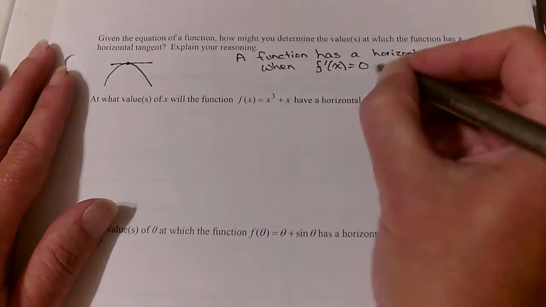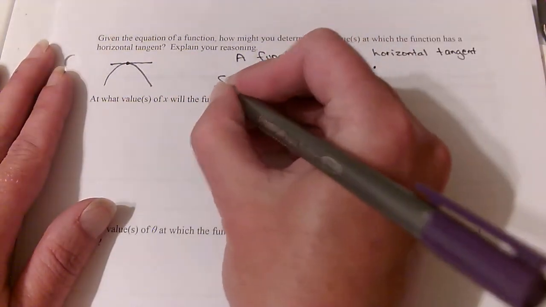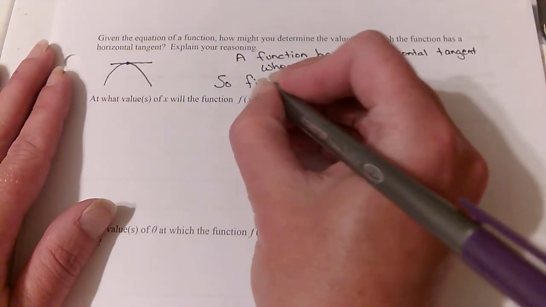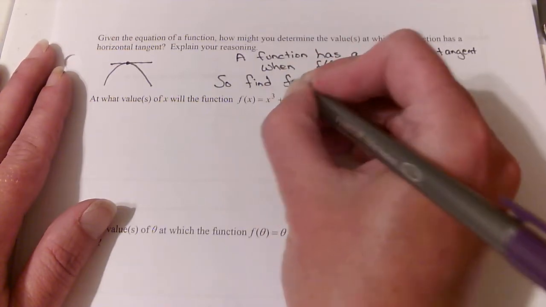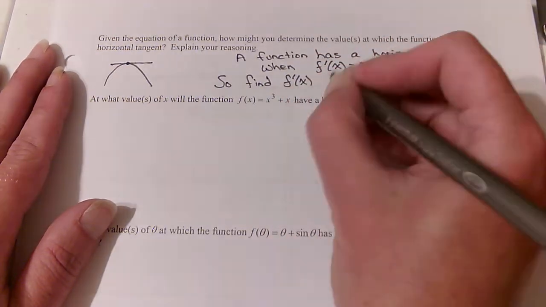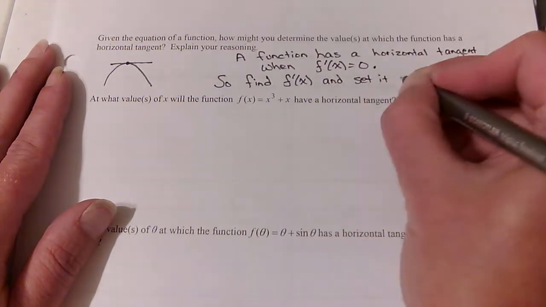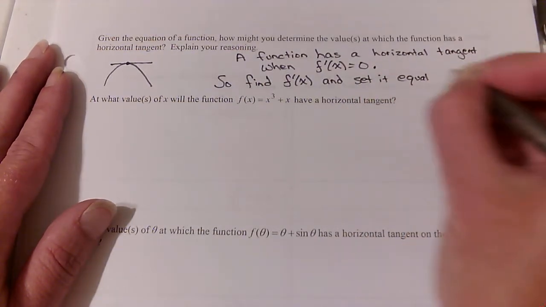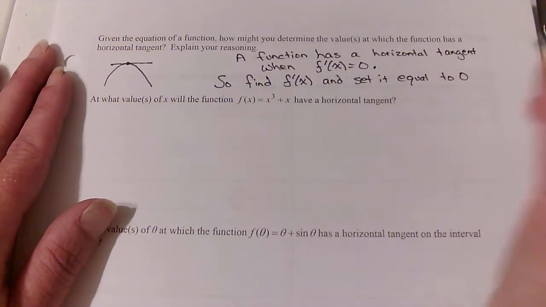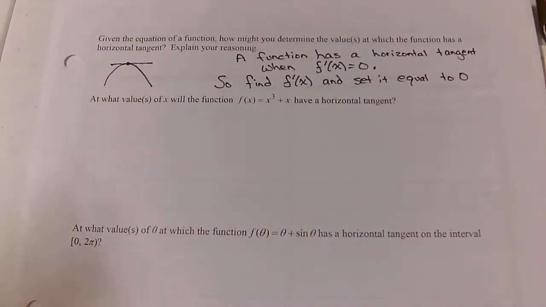So how can we find it? So find f prime and set it equal to 0. Easy enough. First problem, f of x equals x cubed plus x. Love it. This one looks nice.